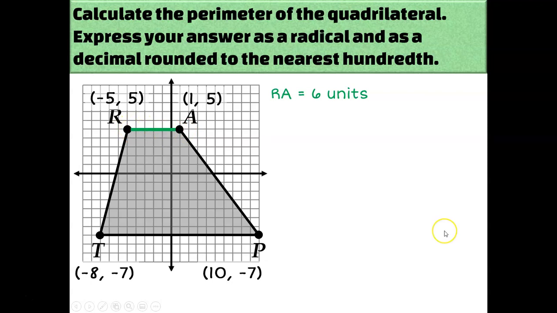Easy peasy. And TP we can calculate in a similar manner. Because it's horizontal, you can just count. It turns out to be 18 units long.